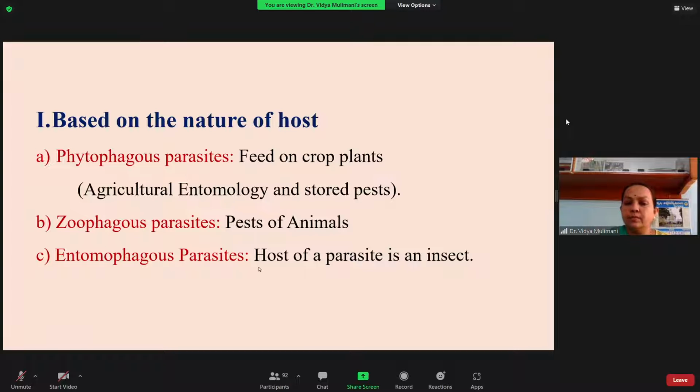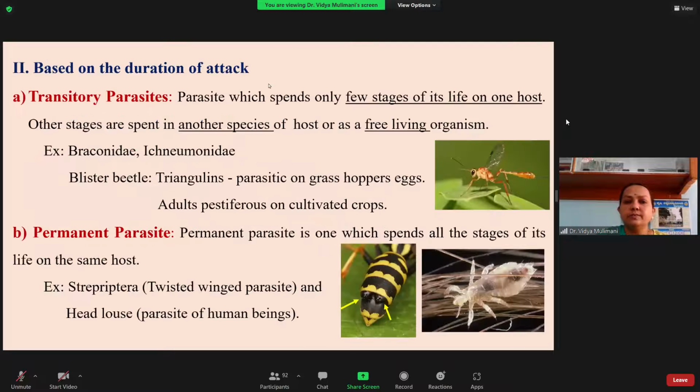So entomophagous parasites means the host of the parasite is an insect, and this is just a general classification that you find. The second way of classification is the duration of attack. Based on the duration of the attack, you can classify the parasitoids as transitory and permanent parasites. What is a transitory?